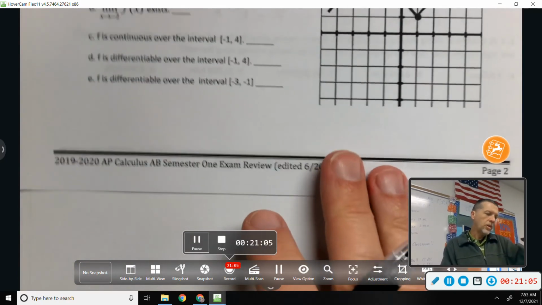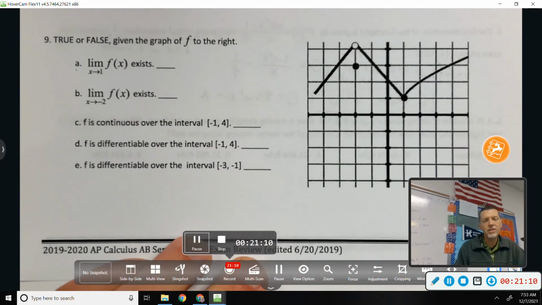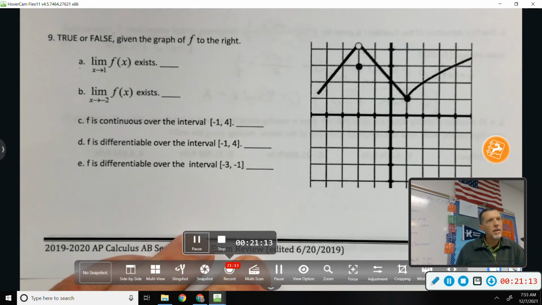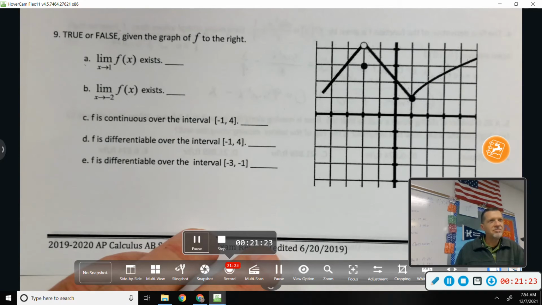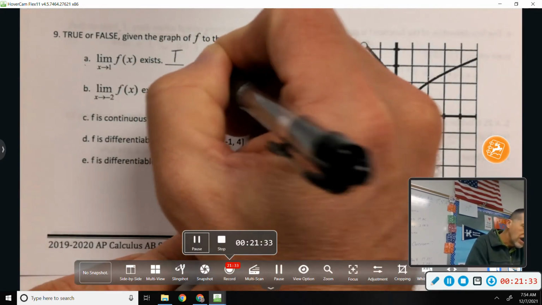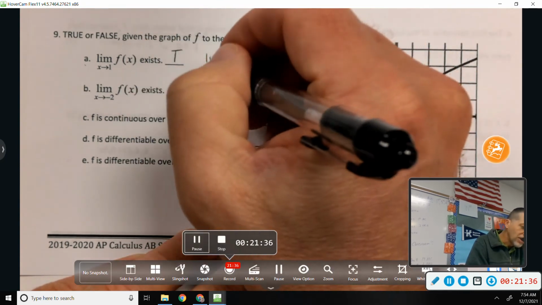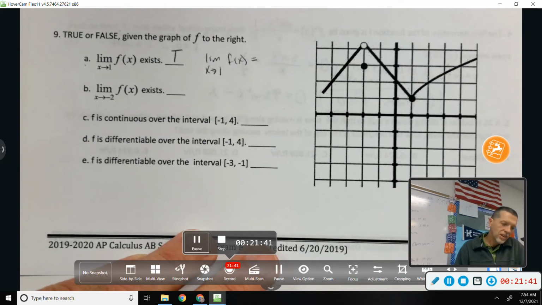No one has asked, but number 9 is definitely a no-calculator-needed type of question, and it's the old stuff. So are we okay with that? Have we done enough of that recently to be good? Limit as x approaches 1 exists: true. And what is the limit equal to? It just says true or false. But just for practice, the limit as x approaches 1 is 1.